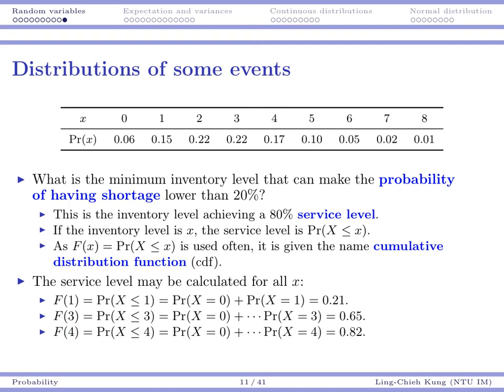Then I know my answer. To achieve 80% service level, I should buy in 4 apples according to this distribution. So knowing distribution or knowing probabilities helps me do this decision. Okay, let's stop here. Thank you.